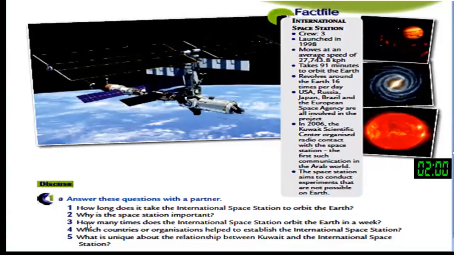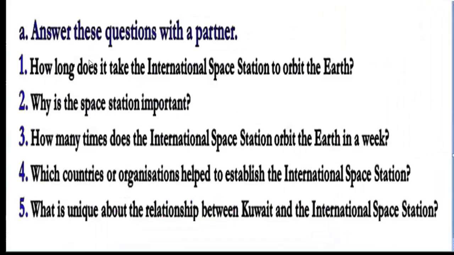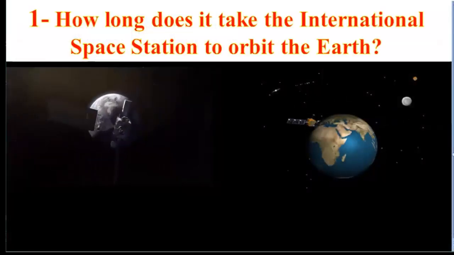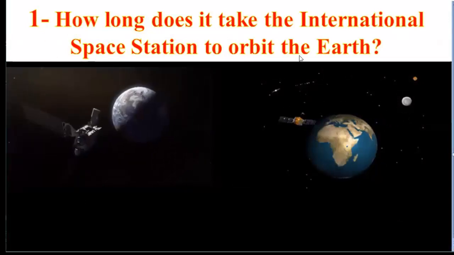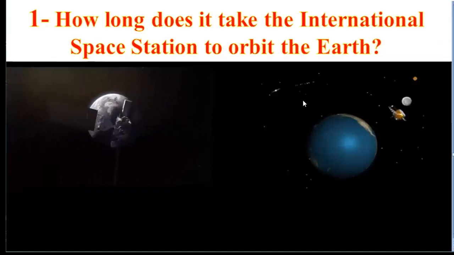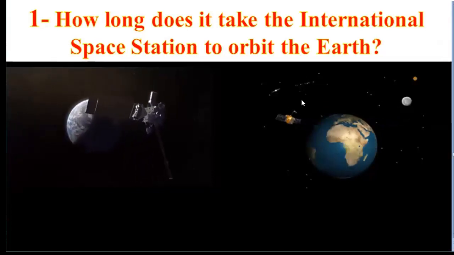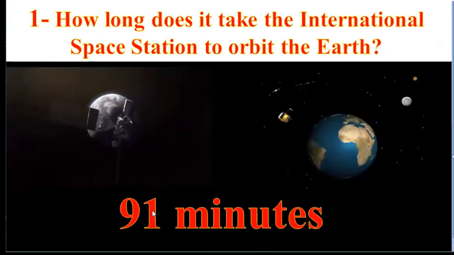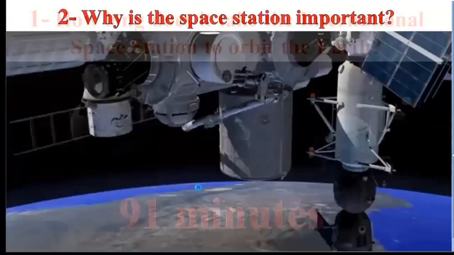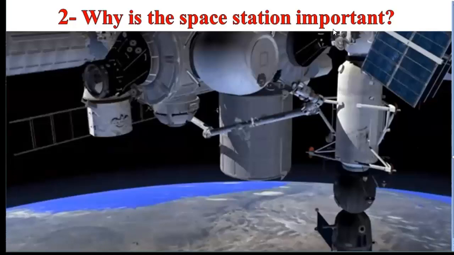And here also we have other questions. We would like to discuss them together. These are the questions from 1 to 5. Let's start by question number 1. How long does it take the International Space Station to orbit the Earth? Try to think about this question, and I think the answer is 91 minutes.